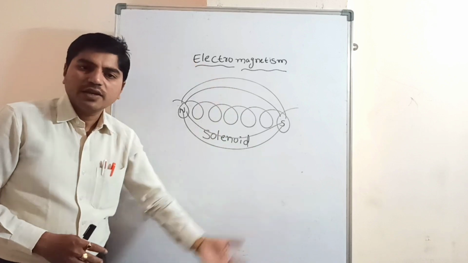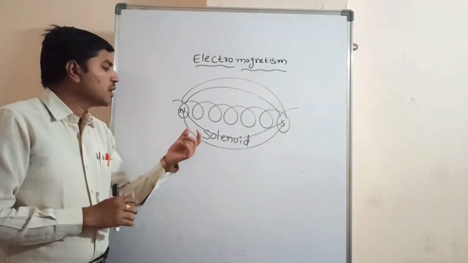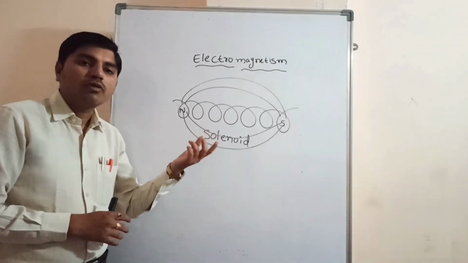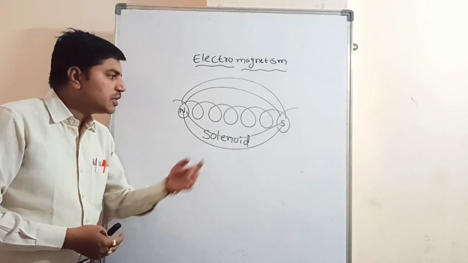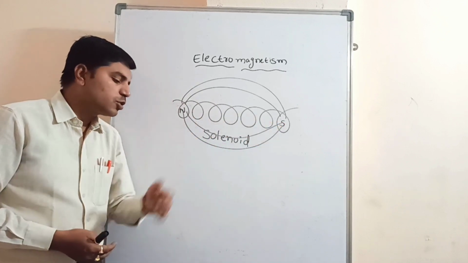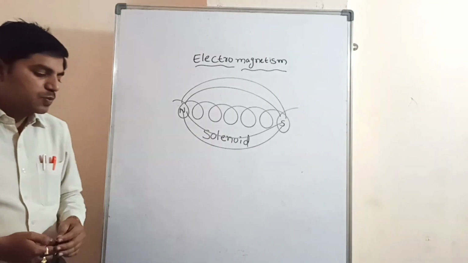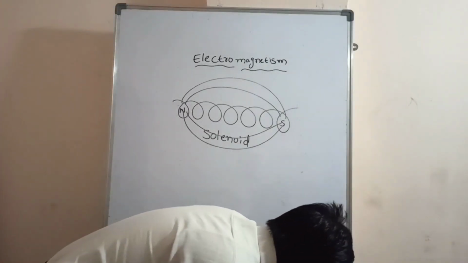In every area, the flux or magnetic field lines go from north to south pole, except inside the solenoid, the hollow area. Inside that area, the direction of the magnetic field lines is south pole to north pole. So that is one of the specialties of the magnetic field lines in a solenoid.